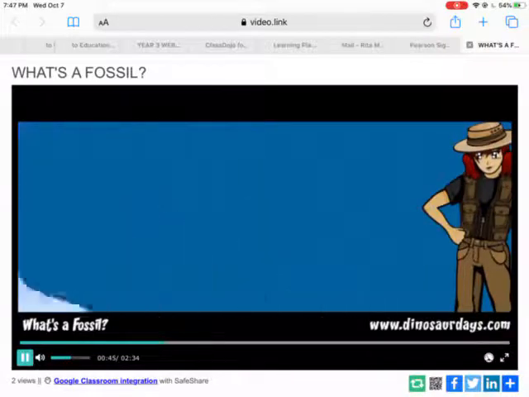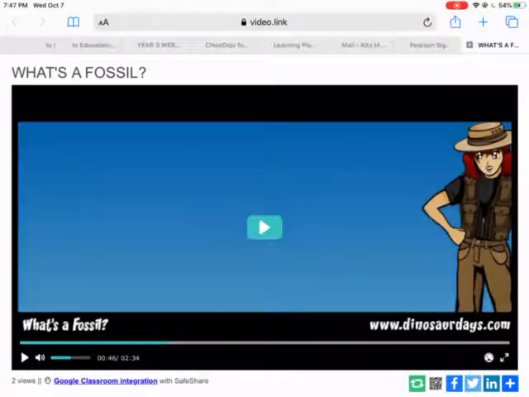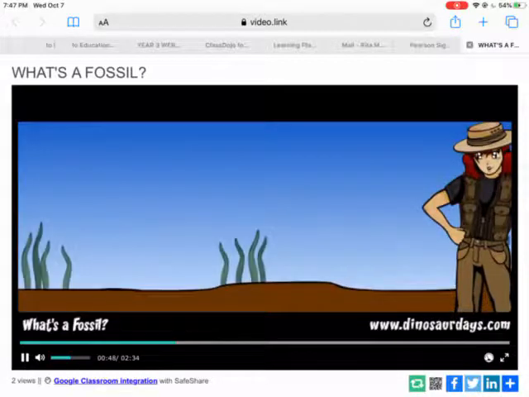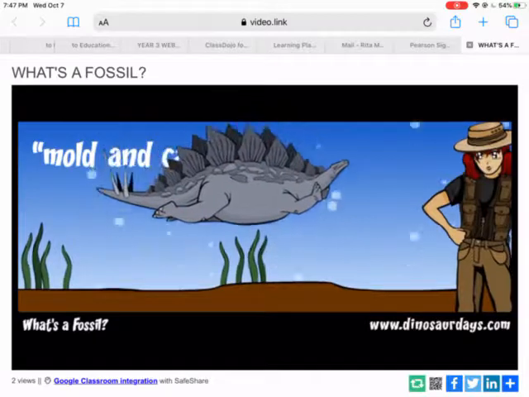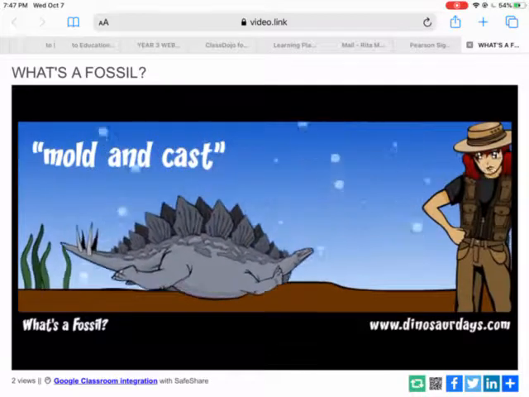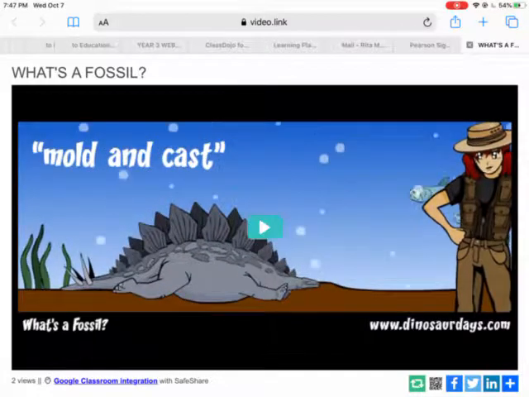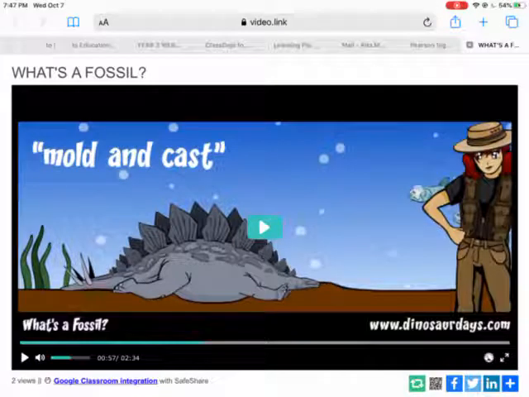Let's look at the way dinosaur bone fossils are made. So get ready, have your paper and your pencil ready to make some notes. Most dinosaur fossils are formed by mold and cast. Imagine a stegosaurus drowns in a river and its body sinks to the bottom of the riverbed. So first of all, the dinosaur dies, and then the dinosaur goes to the bottom of the seabed.